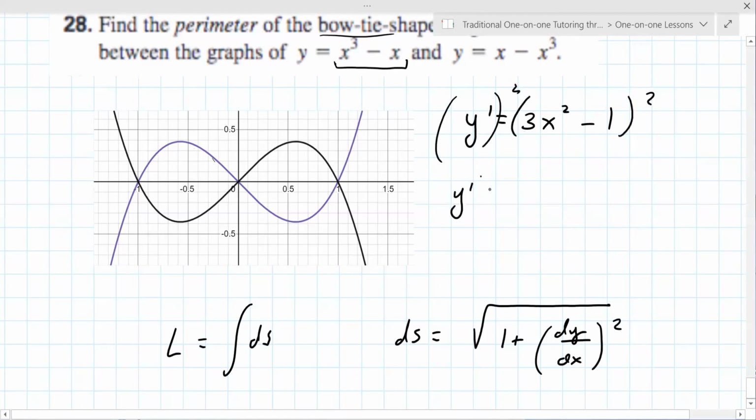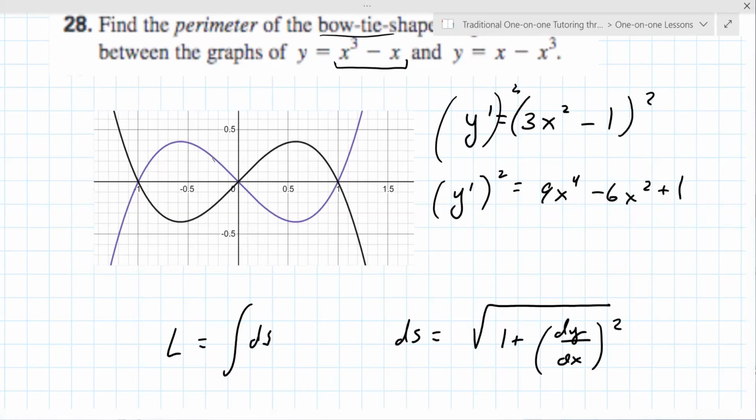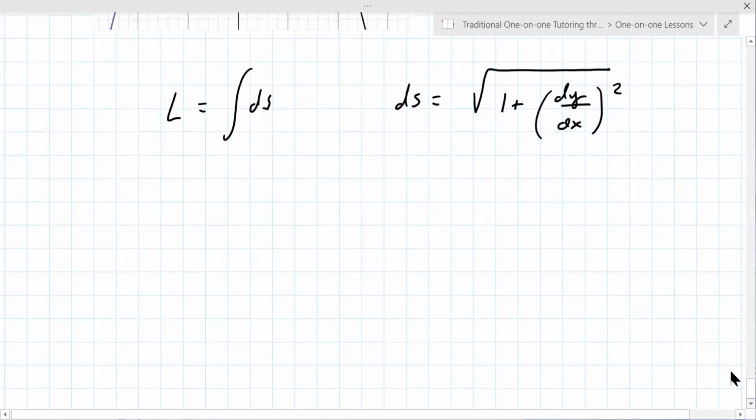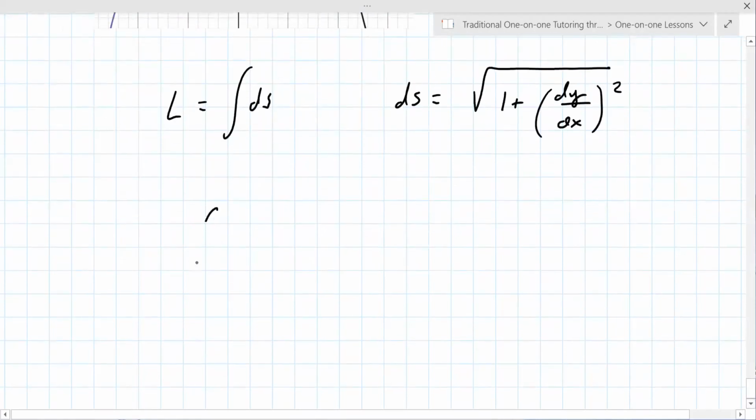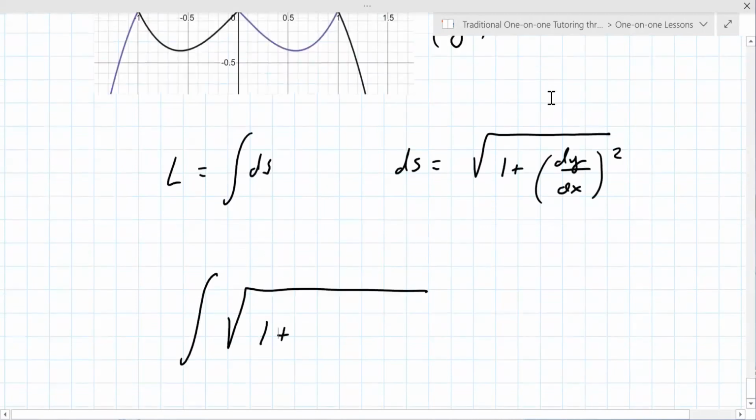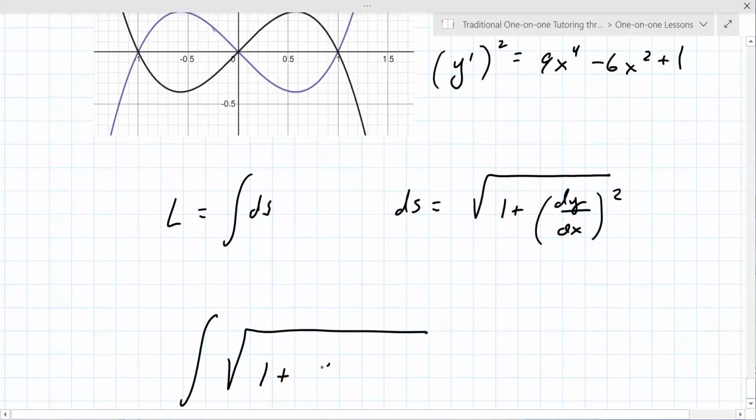So the derivative, or dy/dx squared, is going to be 9x to the fourth minus 6x squared plus 1. I'm trying to decide if this is one we can do by hand. It doesn't have the appearance of that at the moment. So let's forget about the bounds for a moment. It's the square root of 1 plus, and then I've got to grab this, 9x to the fourth minus 6x squared plus 1.